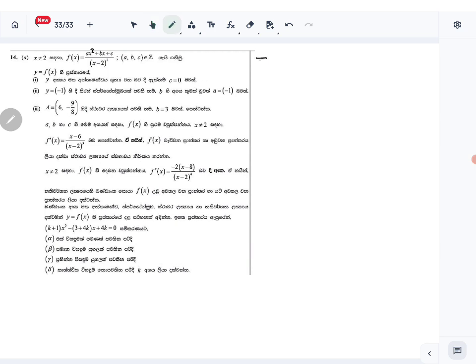So, y-intercept is 0. Y-intercept is 0 means when x equals 0, the function value is 0. Because y-intercept is 0, y value is 0. So, we'll use that. So, 0 equals a into 0 squared plus b into 0 plus c over (0 minus 2) squared. So, what do we have? c over 4 equals 0, or c is equal to 0. So, that part is done.